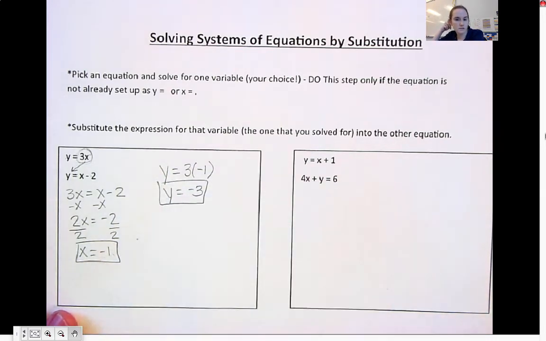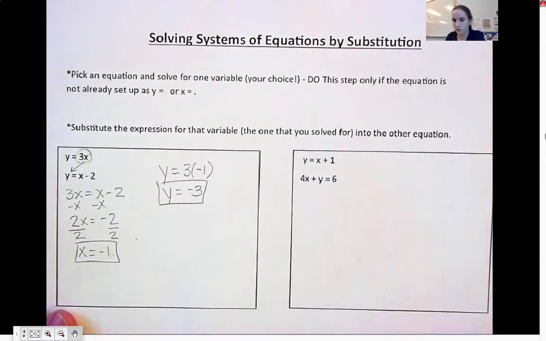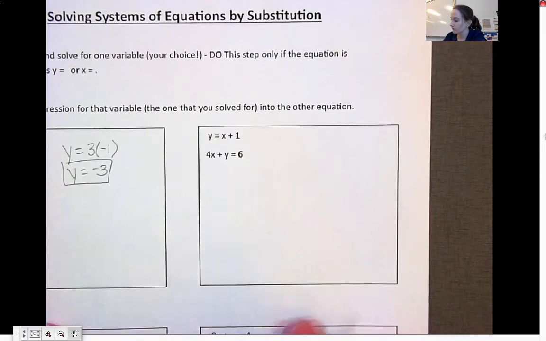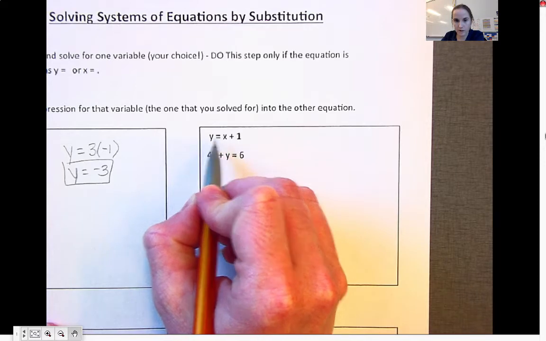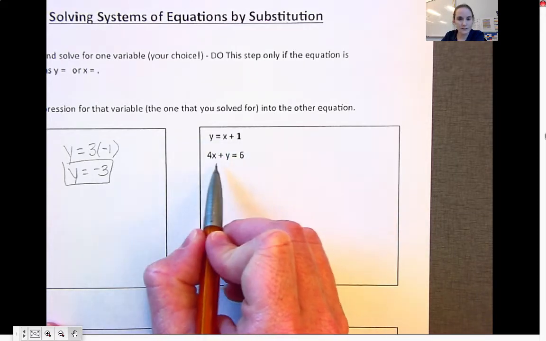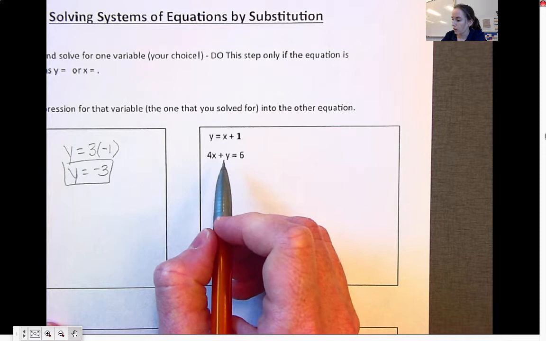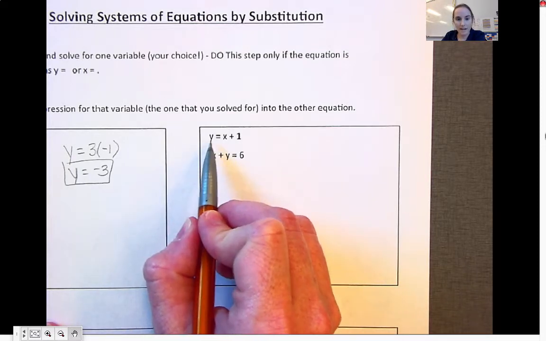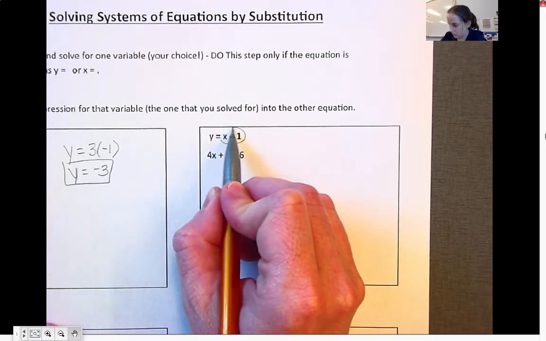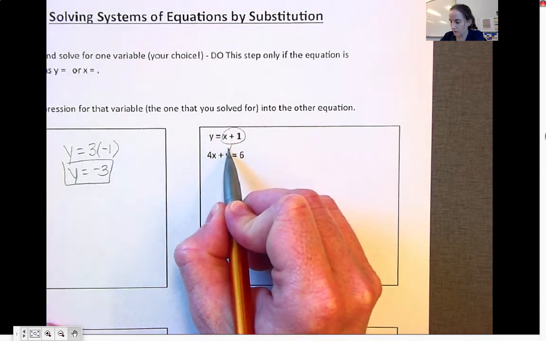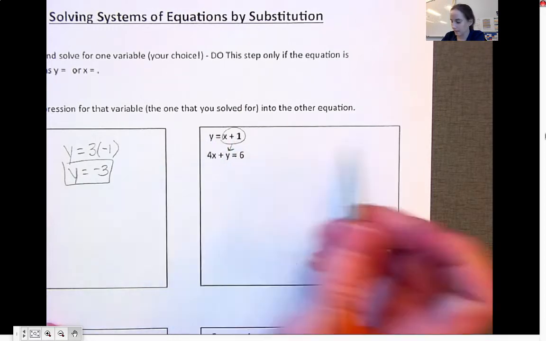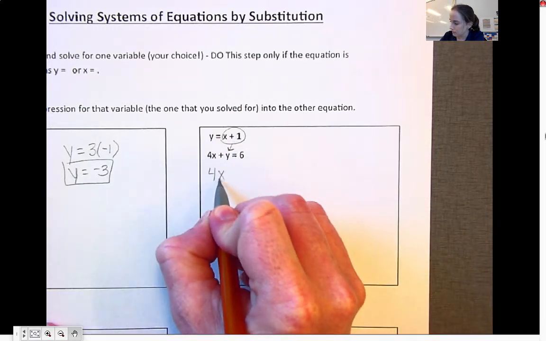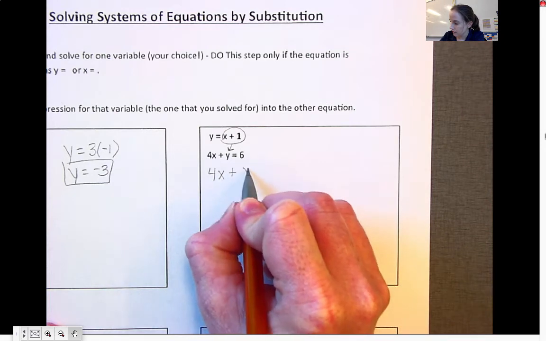That's really all there is to substitution, but your problems will get more difficult than that. So let's take a look at the second one. Here, the first equation is solved for y. We have y equals, and the second equation is in standard form. So, since I already know that y equals this information, I'll take this information and plug it into the second equation for y. So 4x plus x plus 1.